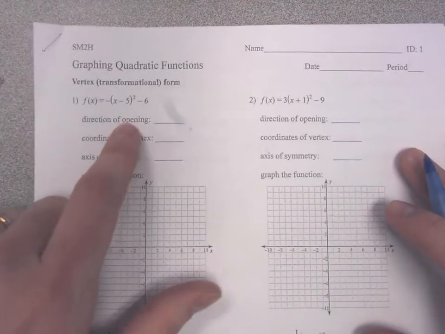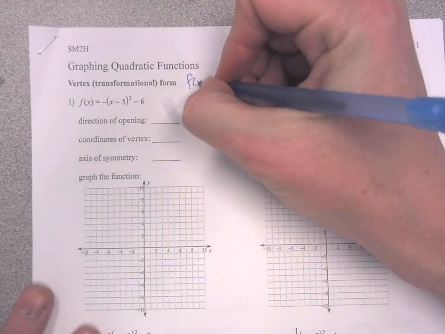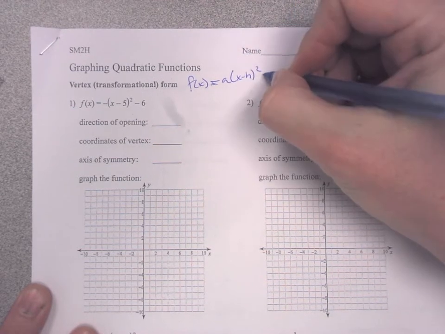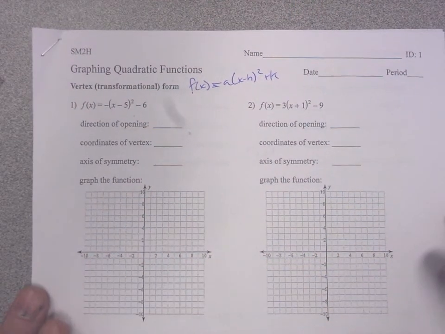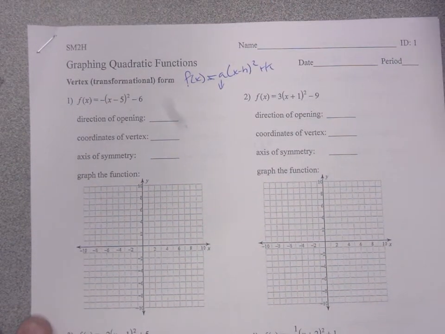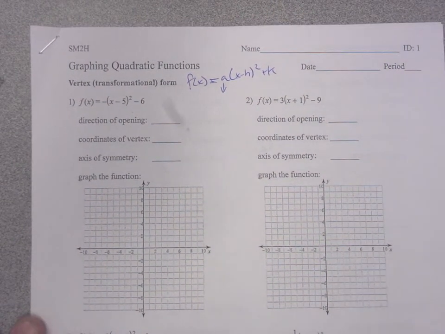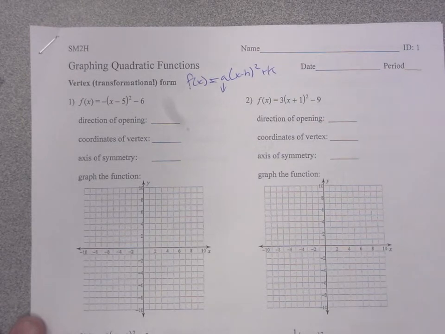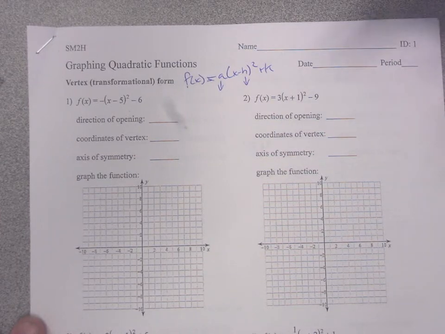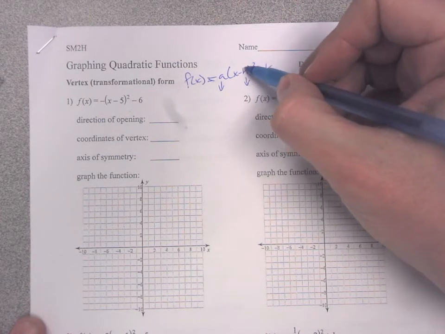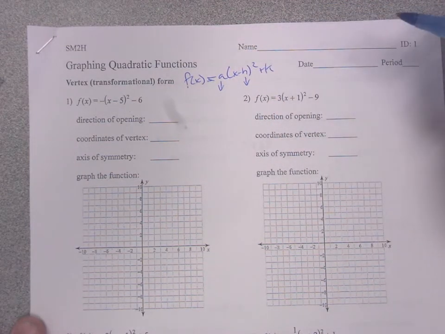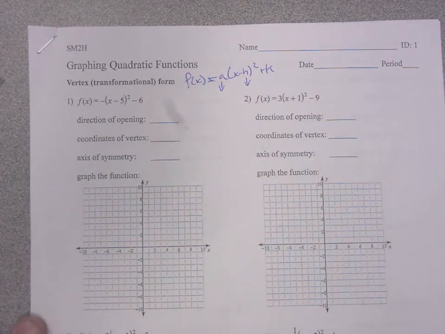Let's talk about vertex form here. Okay, vertex form looks like this. Okay, so you have a couple different pieces here. You have this A, which represents the vertical stretch factor, and if A is negative, then the graph points down. You have H, which represents the horizontal shift, and we know that the shift is actually opposite of what's in here, which we'll talk about in just a second. And the K represents the vertical shift.